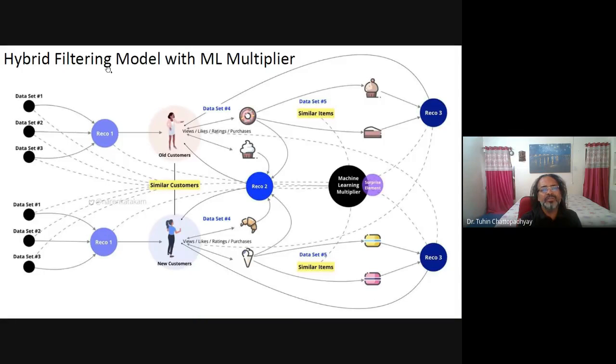This is again a hybrid filtering model with an ML multiplier. What happens is that from the data set of 1, 2, 3, you are making a record 1 for this old customer. You find a new customer, so you are again generating data for the new customer. Now the new customer is also generating data, right? Views, likes, ratings, purchases. So you are again coming to the level of recommendation 2.